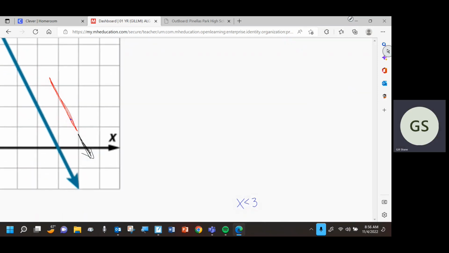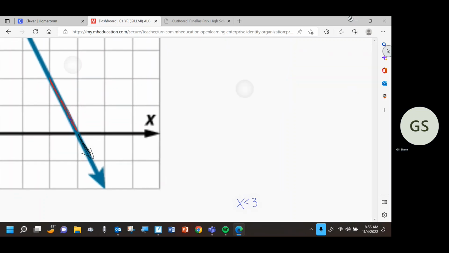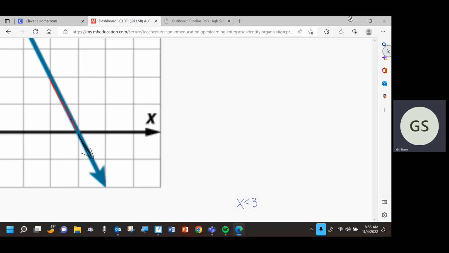So Kitana said at 4. At 4, I would be in the negative, right? At 5, I would be in the negative. All of these, you're right. I'd be in the negative at all of these. So all of those X's work. But what are you missing?